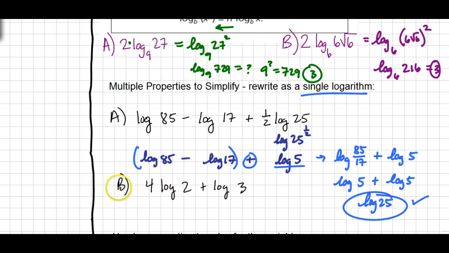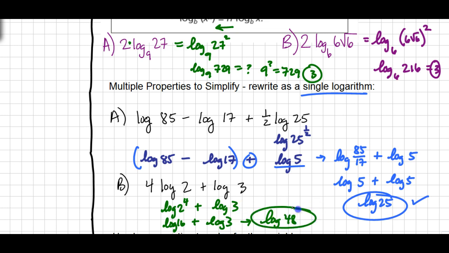And when I scan this example, I see that I've got plus again, and I've got a number in front of a log. So I'm going to deal with the number in front of the log first, because that property takes priority. That 4 is going to turn into an exponent on the 2, and the log of 3 that I'm adding is just going to wait for me to finish up what's going on over here. The 2 to the 4 is log of 16. Now when I deal with my addition, that turns into multiplication. So I end up with log 16 times 3, which is 48. I'm finished now because I have my answer as a single logarithm.